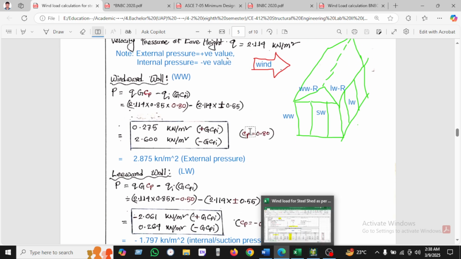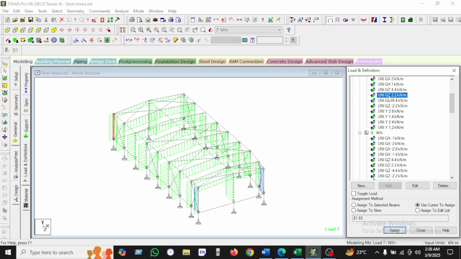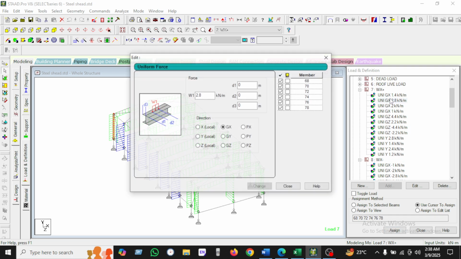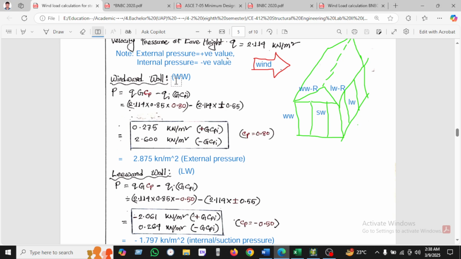Now we will go to our STAAD file. If we select this member, then we will use this value. This is the windward, and we have been using positive x. So we are using this formula, and we found the external pressure 2.785, in kilonewton per meter square.